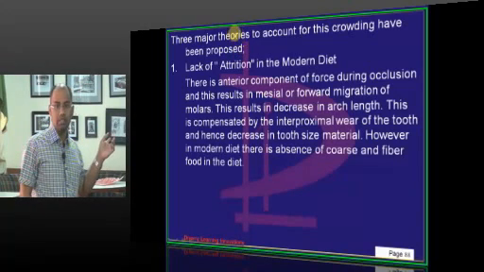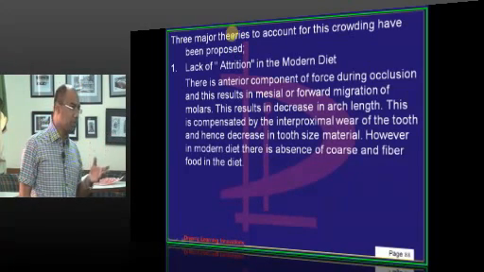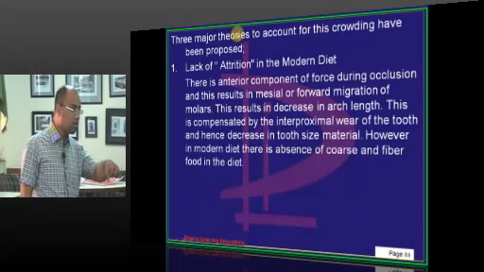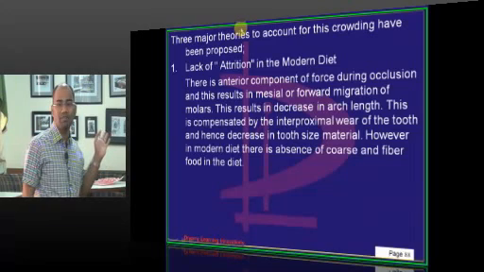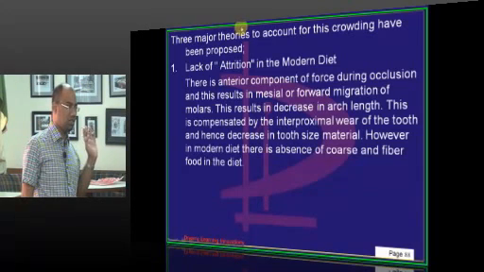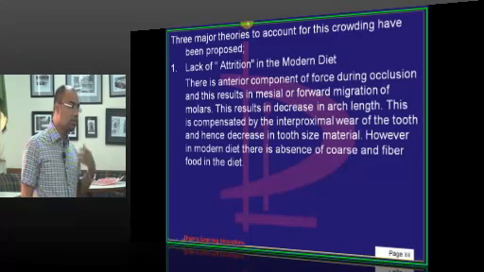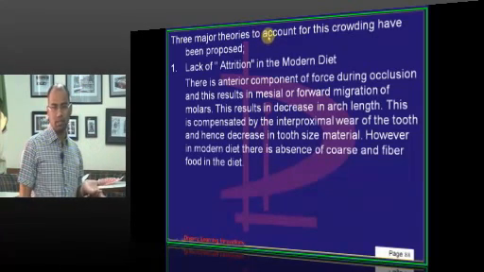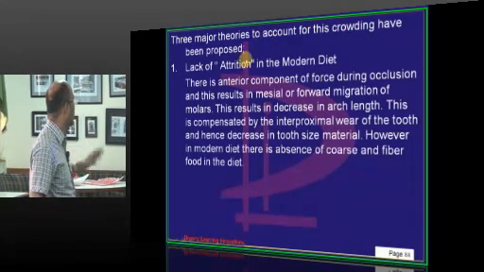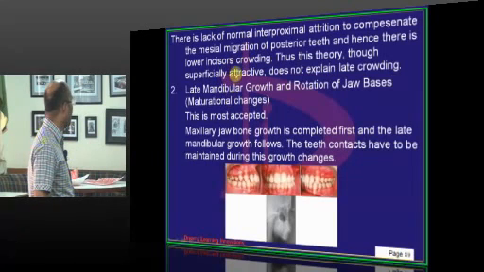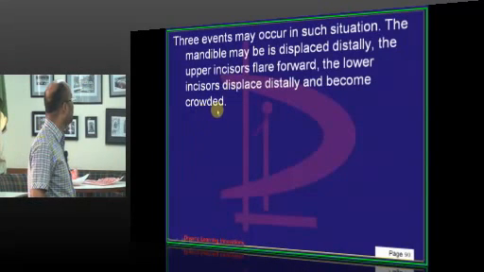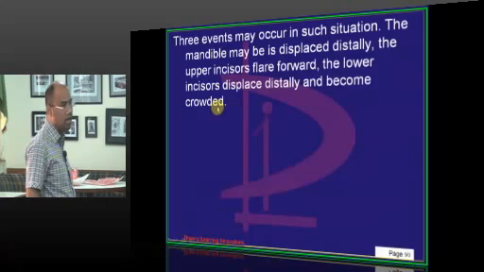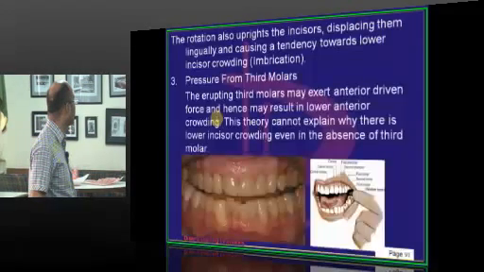Now how did this contribute? There used to be some spacing, and the lower incisor crowding, what I have told, used to spread out because of the space gained from the interproximal attrition. But now because of our soft diet, there is no occlusal attrition nor interproximal attrition. Okay, one thing, this is ruled out. Next is late mandibular growth because of the rotation of the jaws, and this is most accepted. And these three events can occur simultaneously, and one is more important among them.